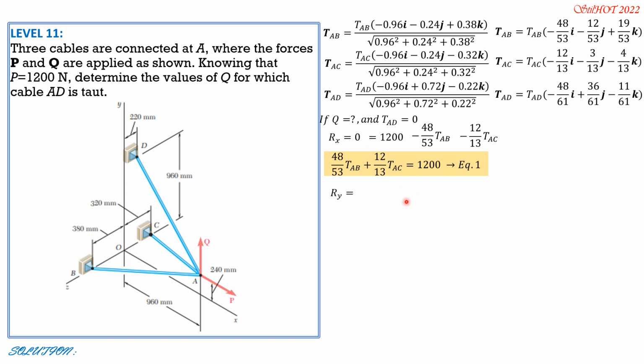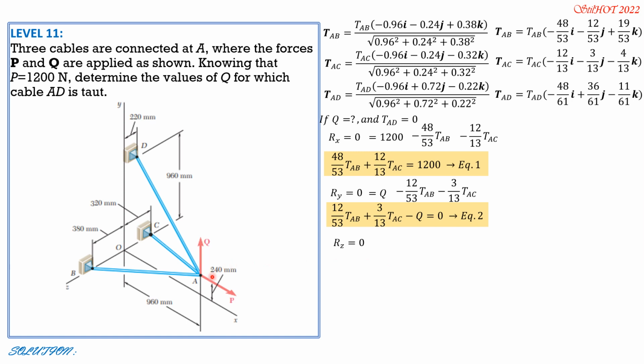Then Ry equals 0, and it is Q positive, then minus 12 over 53 tension AB, then minus 3 over 13 tension AC. And that's it. Simplifying, 12 over 53 tension AB plus 3 over 13 tension AC minus Q equals 0. We just transpose everything to the left. Then third, Rz is 0.